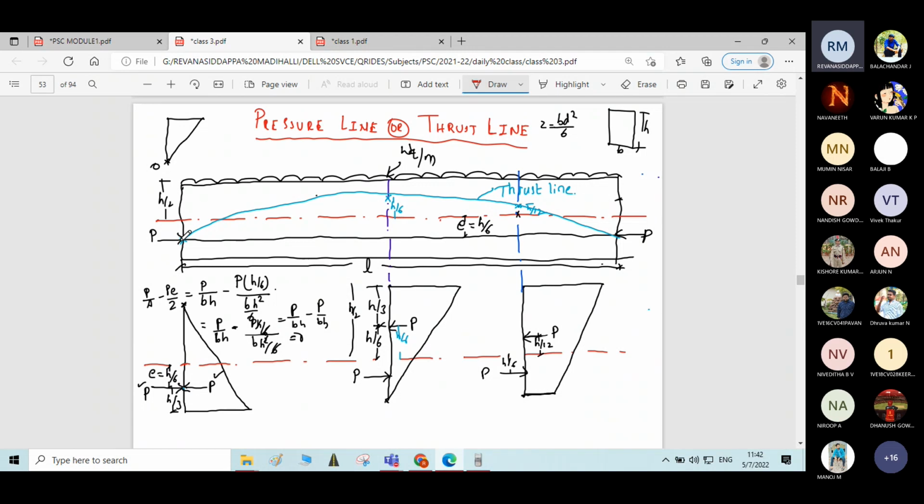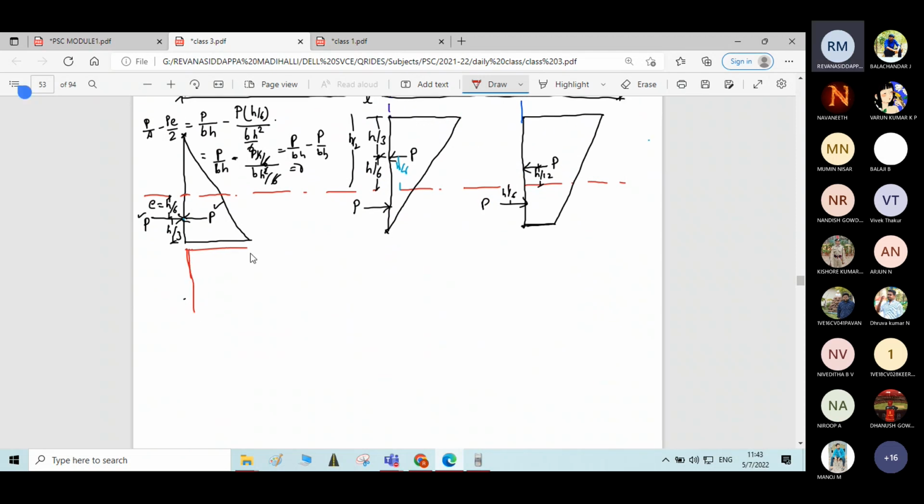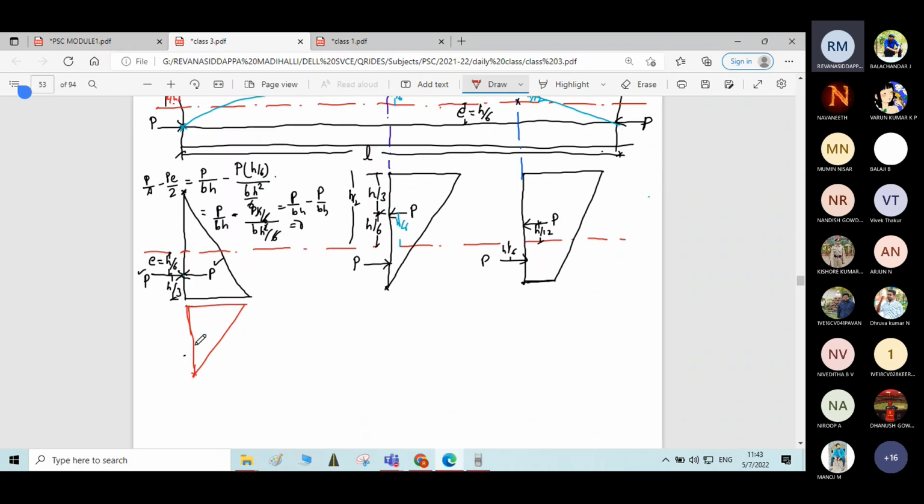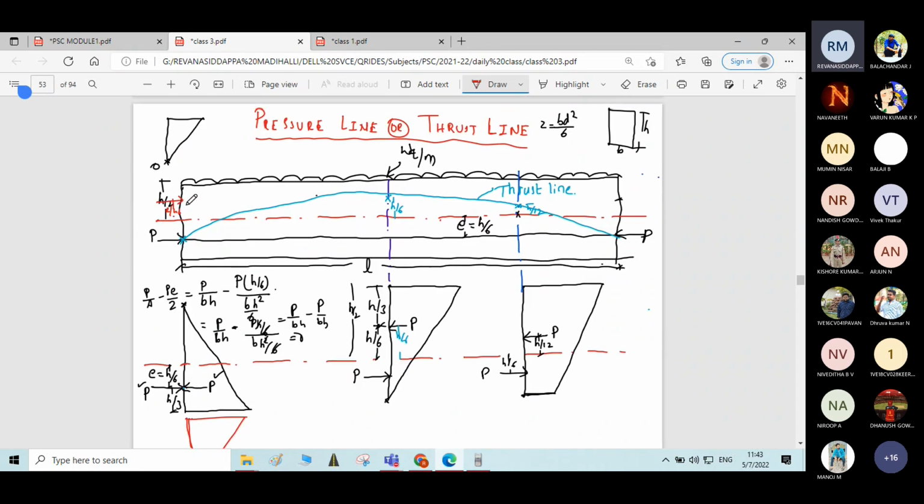Okay. So at this point, if you calculate the stresses, the resultant stress at one particular point is 0. Similarly, if you apply the same force P here at the same distance, e is equal to h by 6, you will get the nature of diagram like this. Means at bottom you will get the resultant stress 0, when the force is applied above the neutral axis.